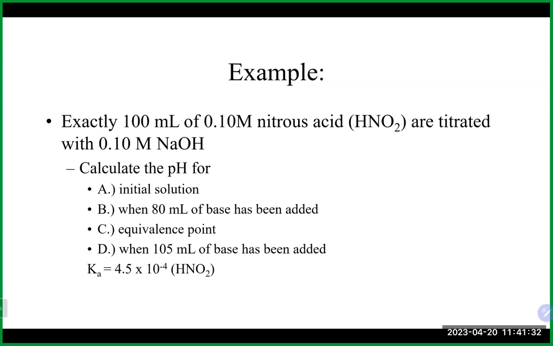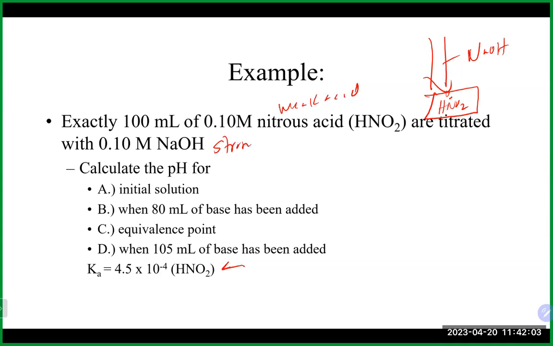Okay, let us then look at this example that hopefully you did. If you didn't, I guess we will do it now. So let's take a look at it. We are doing a titration of nitrous acid with sodium hydroxide. We have our sodium hydroxide up in the burette, and we are adding it to our nitrous acid. We have a Ka value for nitrous acid, which means that it is a weak acid, and sodium hydroxide is a strong base.